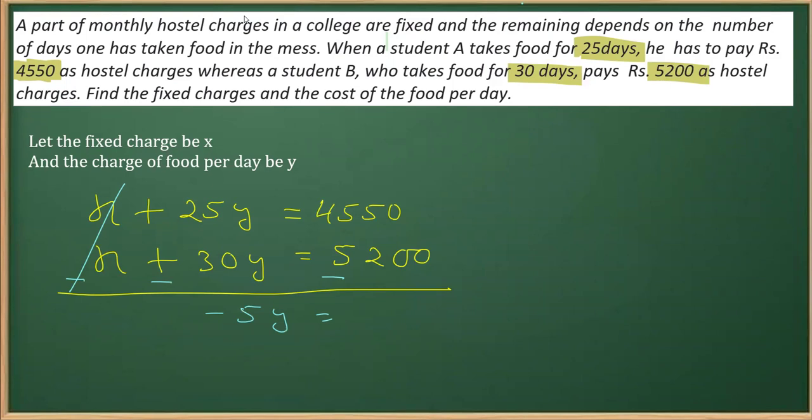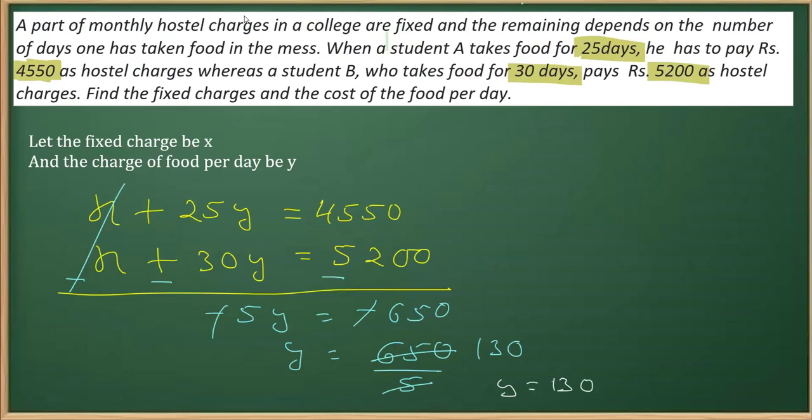So we'll subtract 5,200 from 4550, and we'll get minus 650. So you can cancel the minus sign and finally we'll get Y as 650 divided by 5. So 5 times 13 is 65, 0. So we got Y as 130.